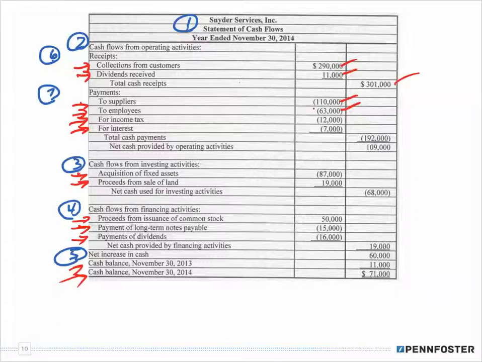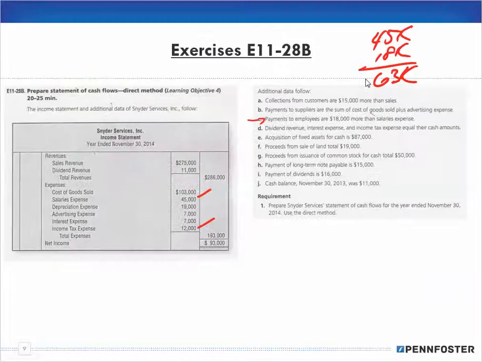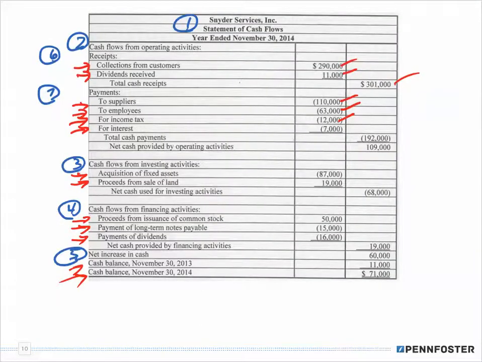So there's the 12,000. For interest, I have the interest expense of $7,000. And so that's what goes there. And so my total cash payments ends up being 192,000. And of course, those two numbers total up to 109,000.